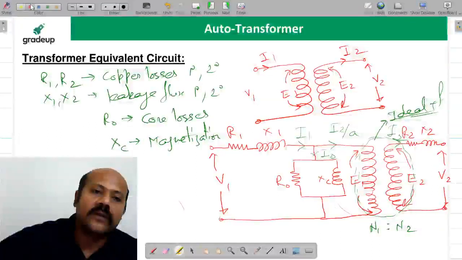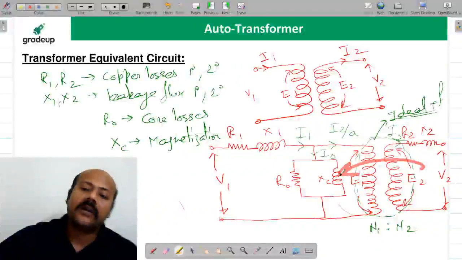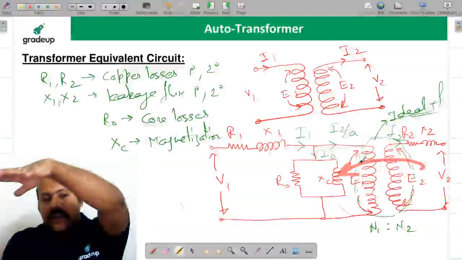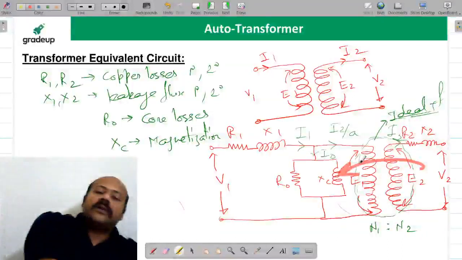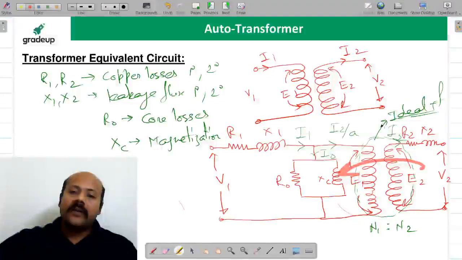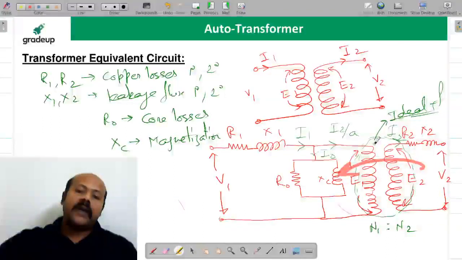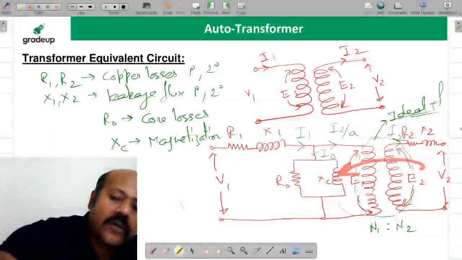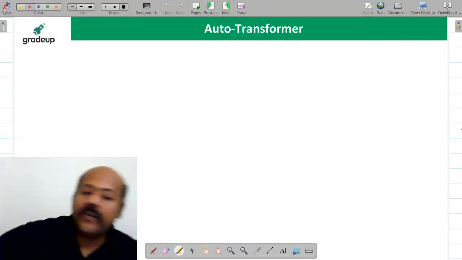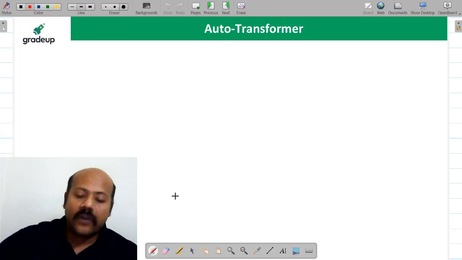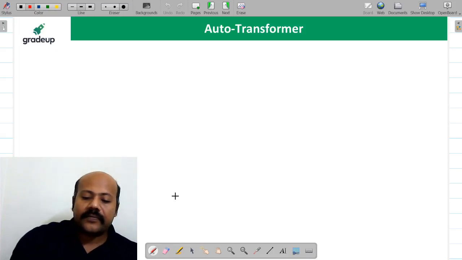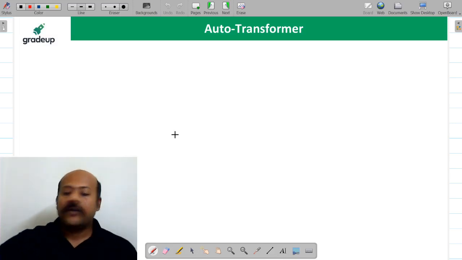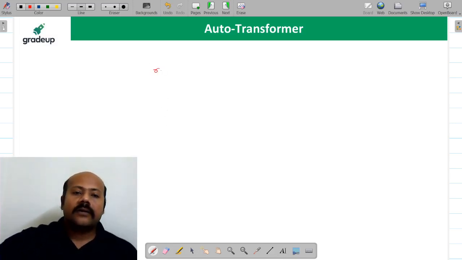Suppose we are going to refer this circuit to the primary side. It means everything you take at the secondary side and just go to the primary side. So what is going to happen? I2 is going to become I2 dash, V2 is going to become V2 dash, E2 is going to become E2 dash, R2 and X2 are going to become R2 dash and X2 dash. I hope it is clear to all of you. So from this equation you can draw the circuit, and this is going to be the equivalent circuit that we wanted to generate.